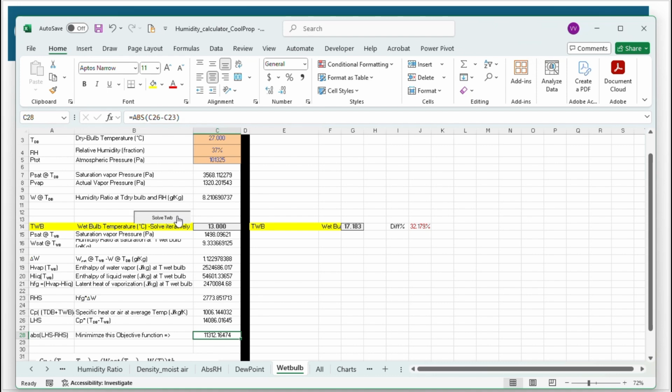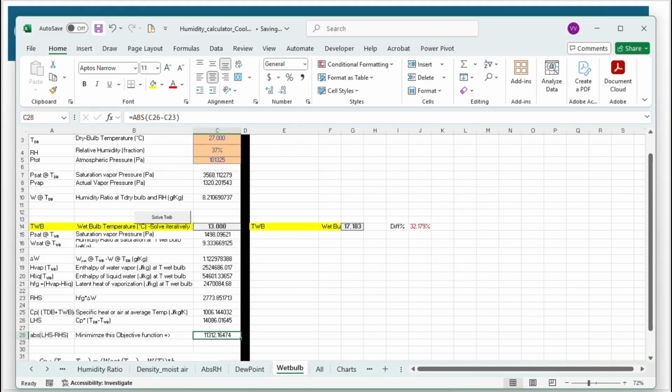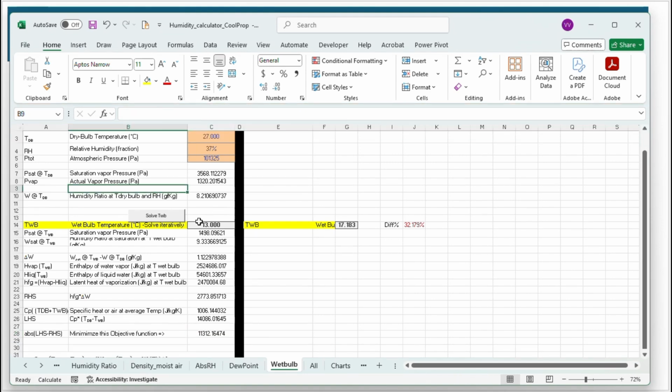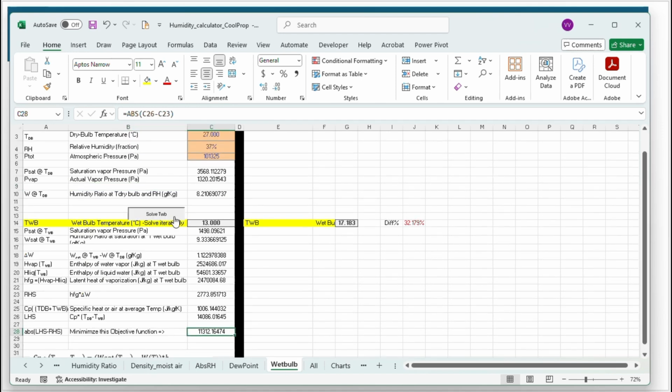So again, you hit the solve button. I guess the macro is disabled. So it didn't work because the macro was disabled, so I've closed and opened the file again, and it'll give you this warning if you have the macro settings right. Then enable the content, and now try to solve it to make sure that the absolute value here is minimized. Click OK. So it seems to have minimized it a little bit.